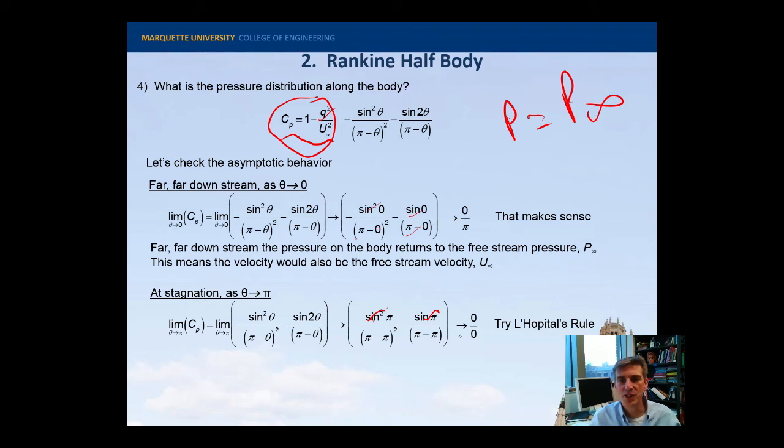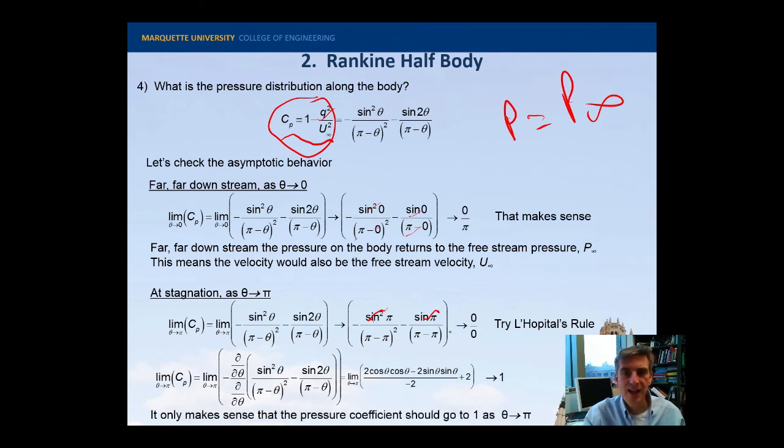That's again 0 over 0, which is undefined, so we'll take the derivative again with respect to theta, and try it again. And you can see that the sines all turn into cosines, and then this theta just drops out, so we end up with something that doesn't go to 0, but rather it goes to 1, and that is quite nice indeed. So that is what we would expect. The coefficient of pressure goes to 1 at stagnation, of course.